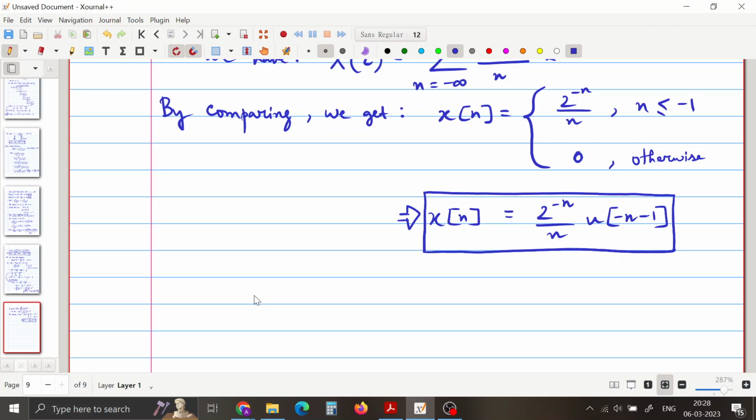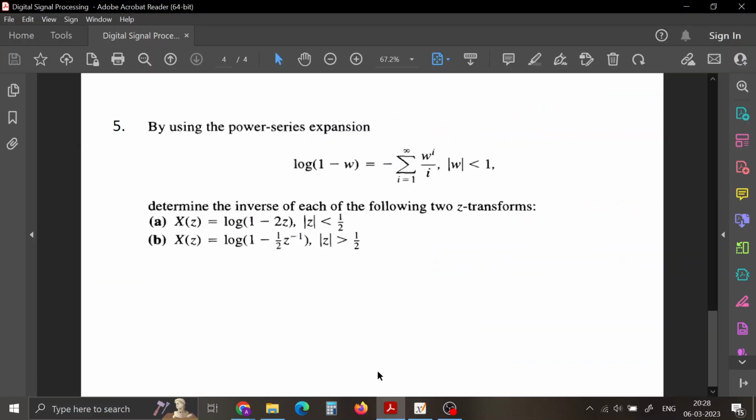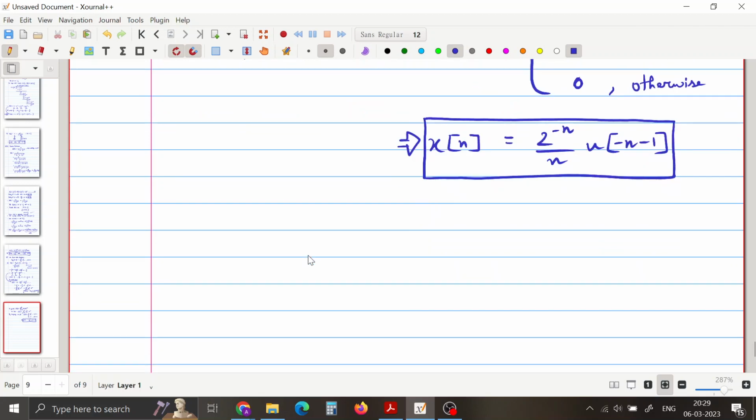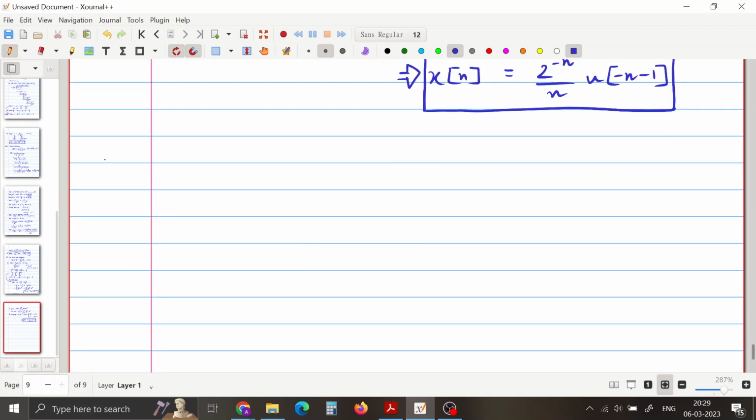And now let's look at part B of fifth question. So we have x of z as log of 1 minus half z inverse times, half z inverse, and mod z is greater than half. Again, it's a similar approach as part A.